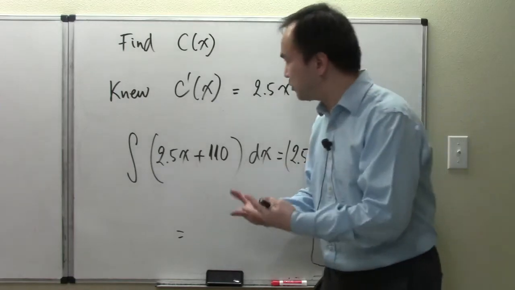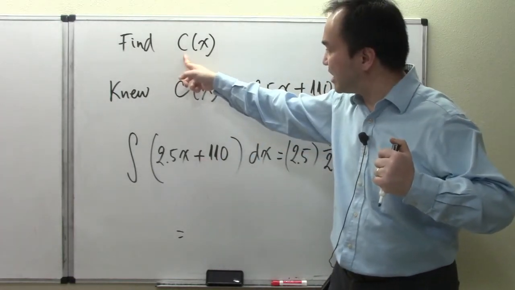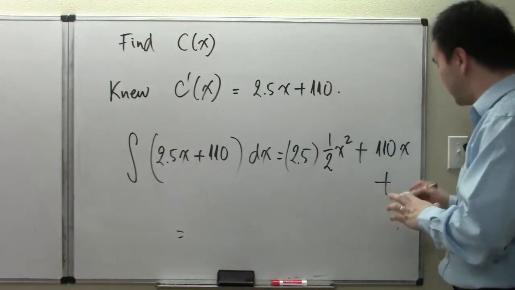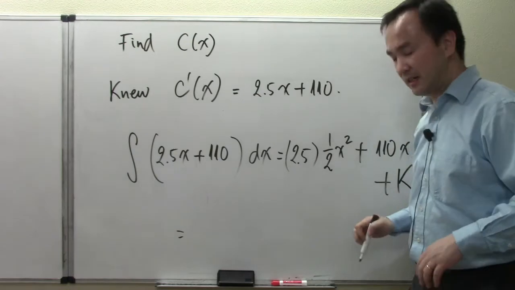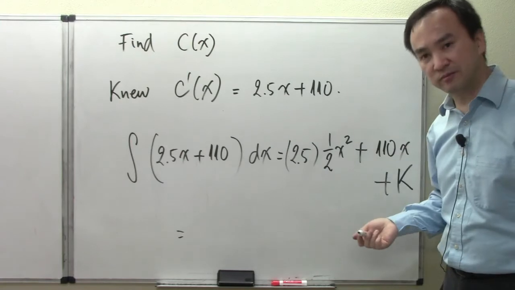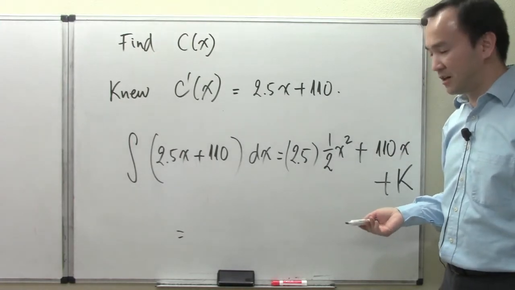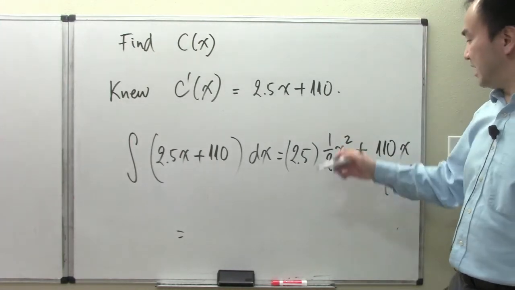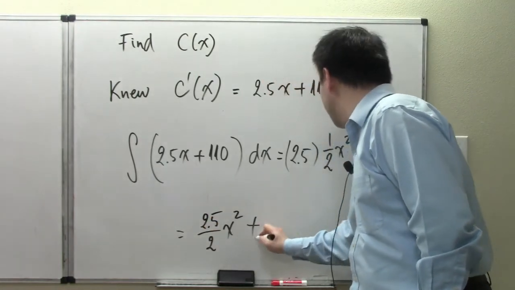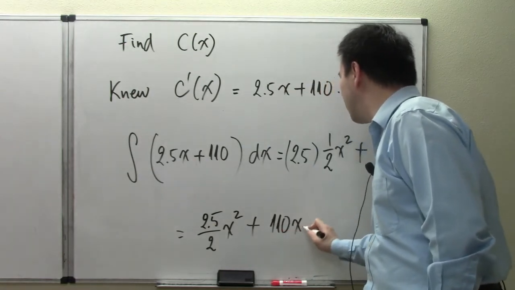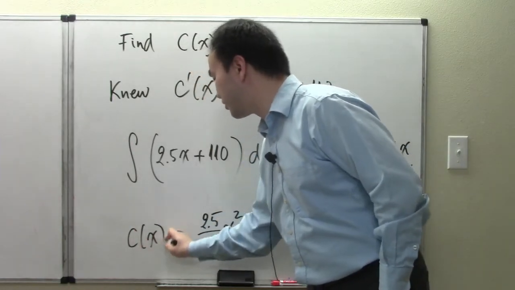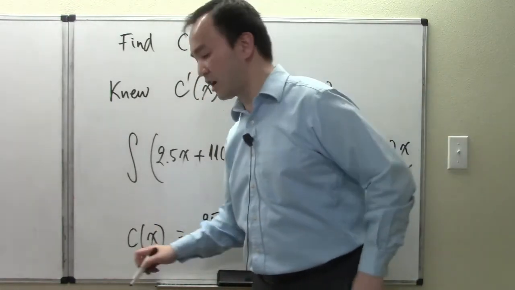So for business students, we usually use a capital C letter for cost function. So let's be a little more clever here. I'm going to say plus k, how's that, for a constant, so that we don't have to overlap with the C that's reserved in our business application for the cost function. Okay, so in the end, it's 2.5 over 2 x squared plus 110x plus a constant k, an unknown constant k for now. But that is at least our general cost function. And this is our total cost function.